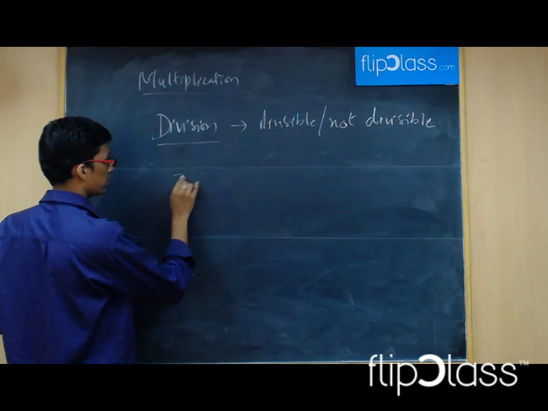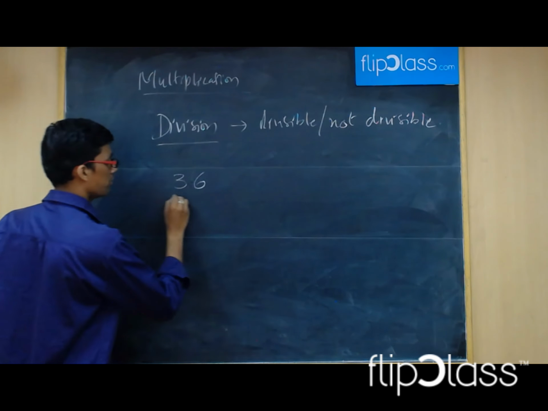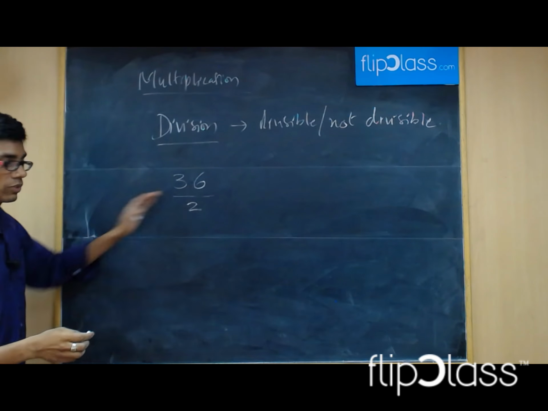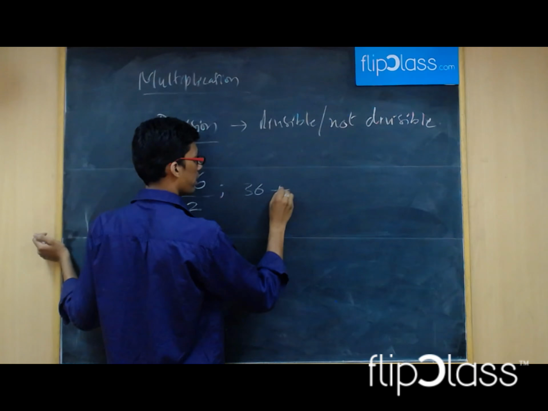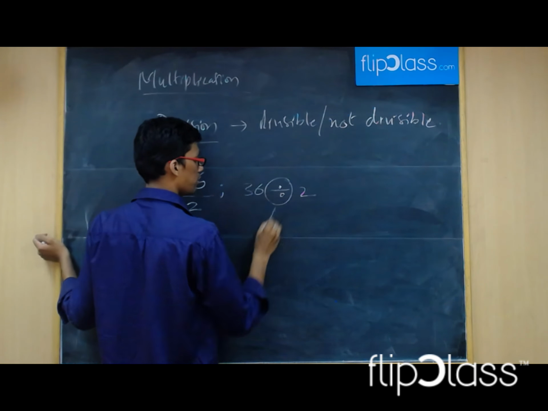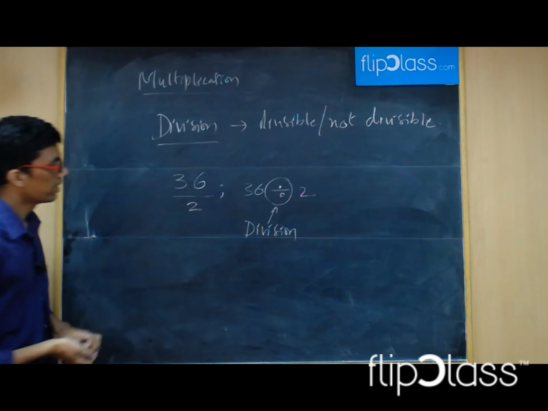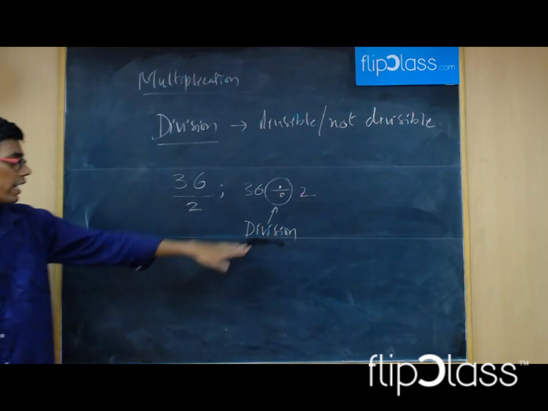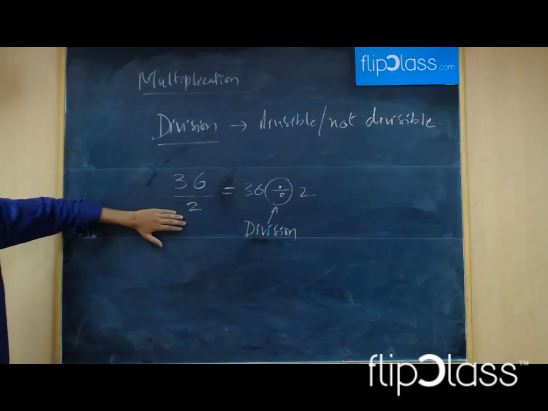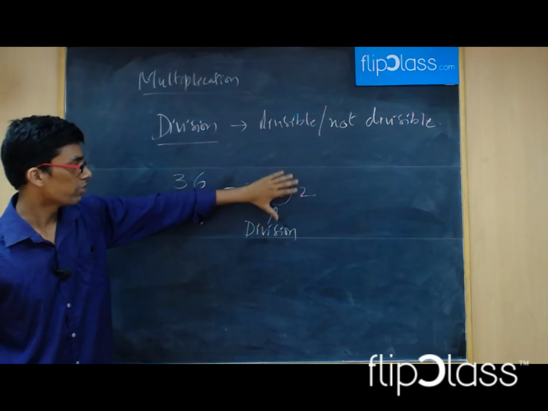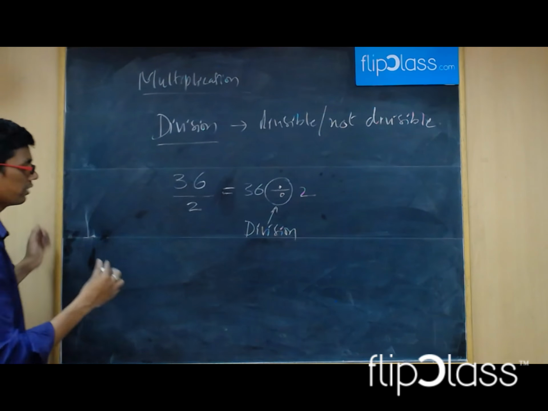Let us take the number 36, and if you have to write a number which is divisible by 2, either you write it this way or you just write 36 divided by 2. So this is the symbol for division. You can write the same thing; these both are the same. Either you write 36 by 2 or 36 with the symbol of division and then 2, both mean the same thing. How do you do the division?